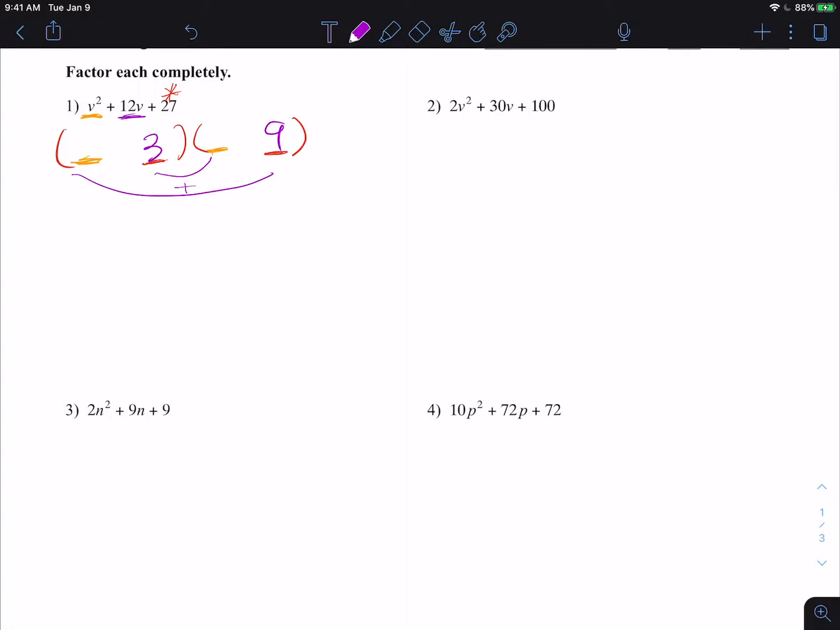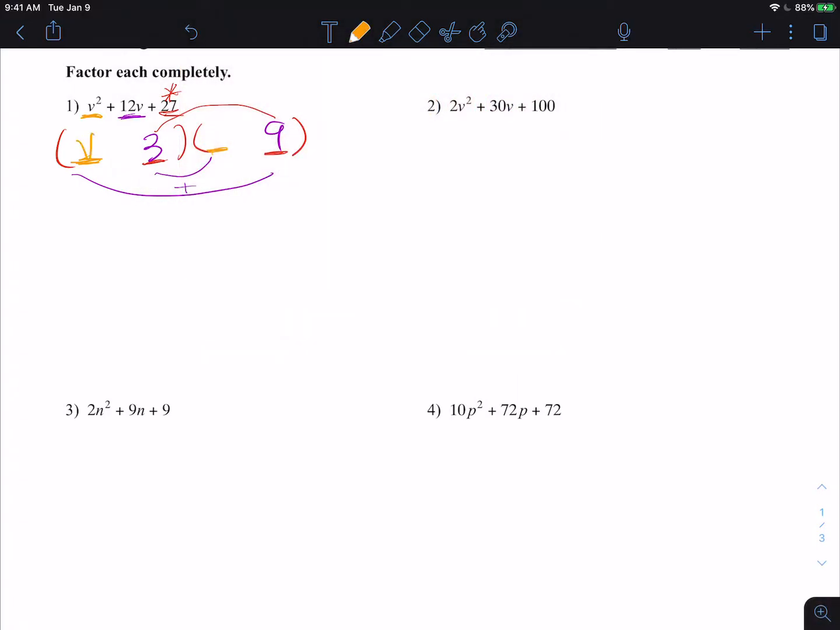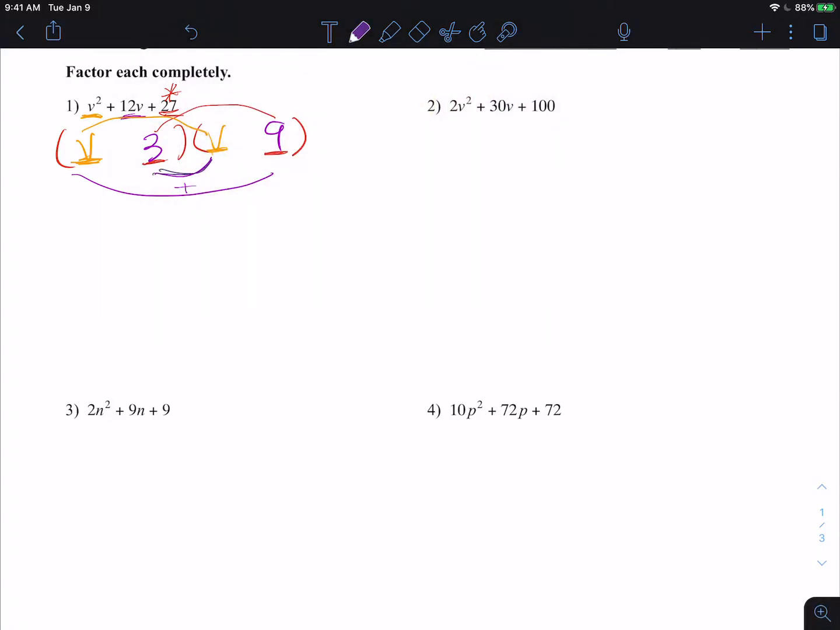So 3 times 9 gives us our 27. Then, to get to v squared, I know that I can multiply v times v. So v times v is v squared. Then if we check our products, this gives us 3v, and this gives us 9v, and if I add those two things together, that gives us 12v.